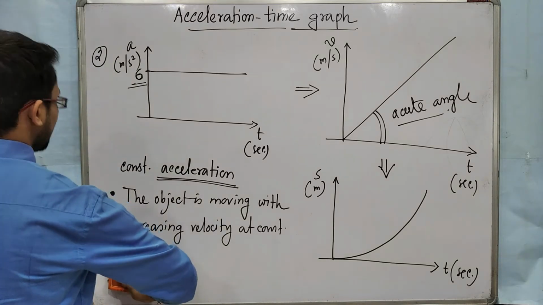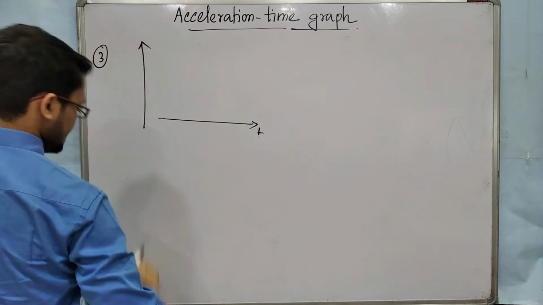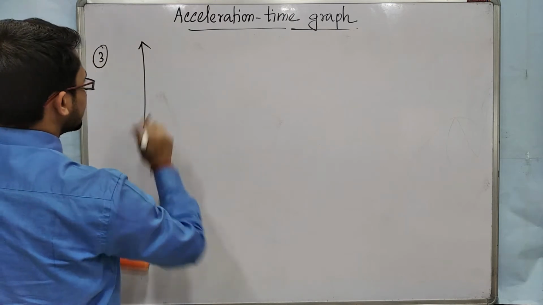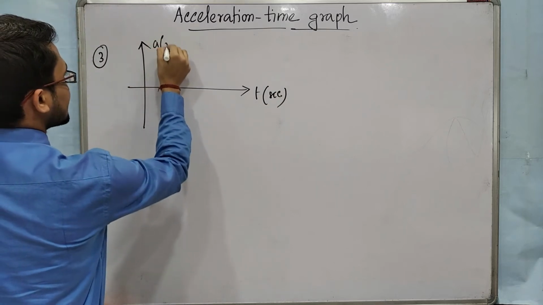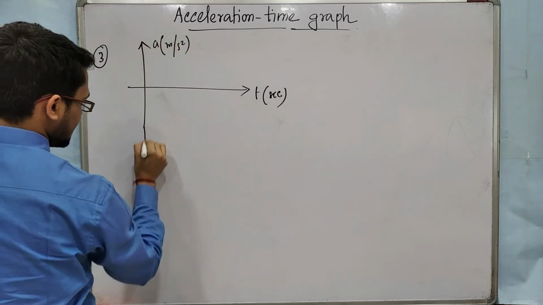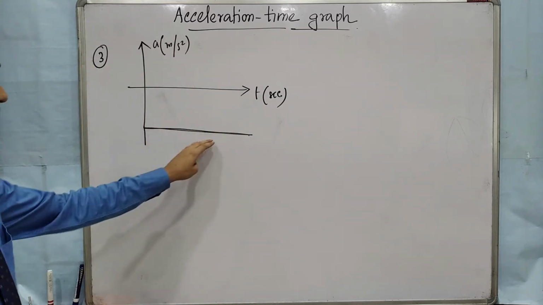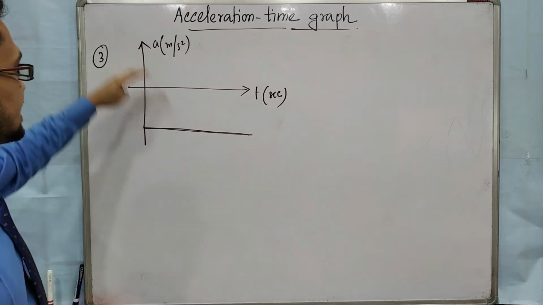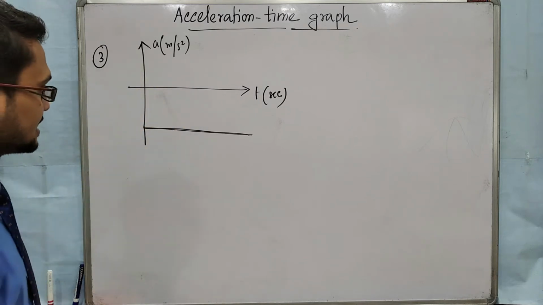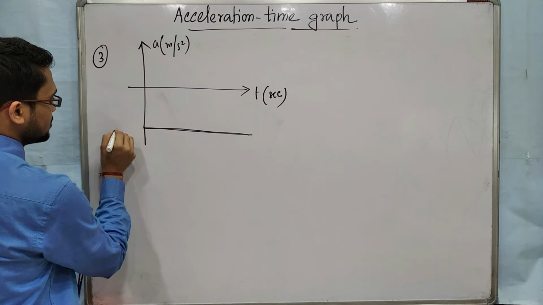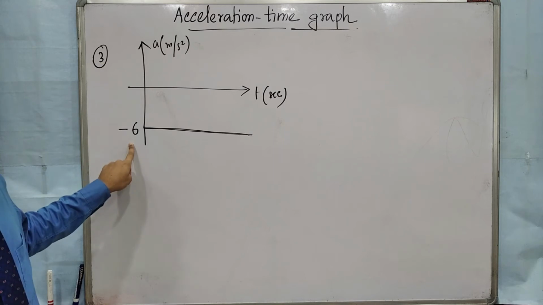Now come to the third case. Suppose this is time in seconds and this is acceleration in meter per second square, and the curve looks like this. Again it is parallel to the time axis, but here the curve lies on the negative side of the acceleration axis, the negative side of the y axis. Suppose the value is, again, minus 6. It is on the negative side, so it will be minus 6.